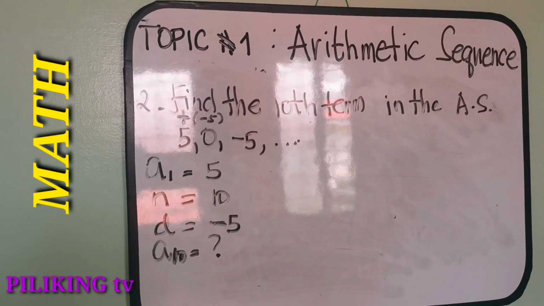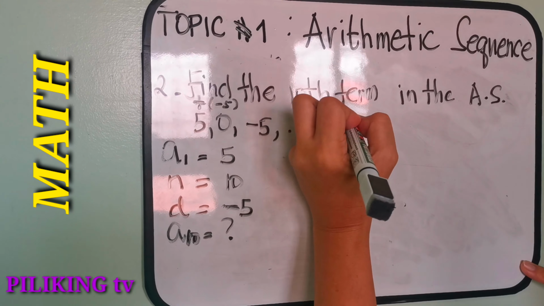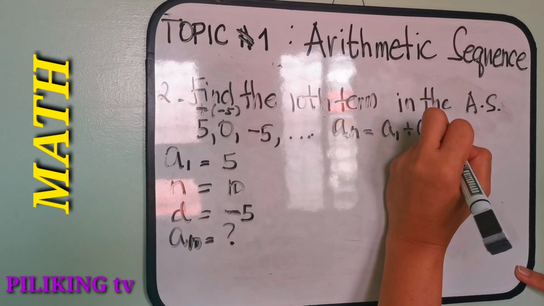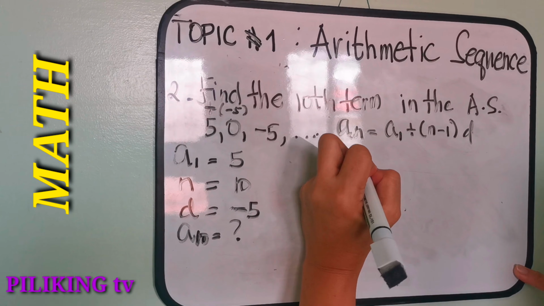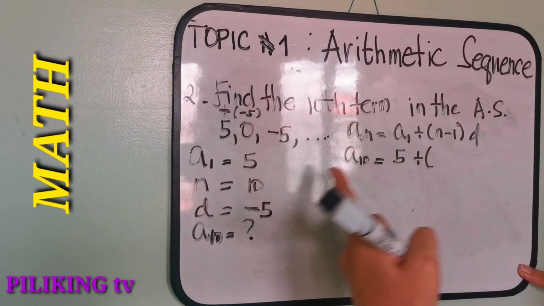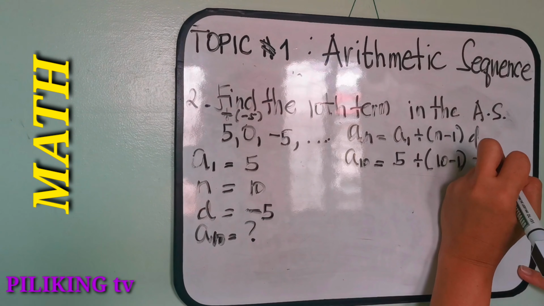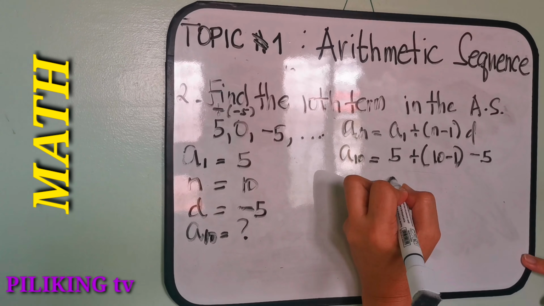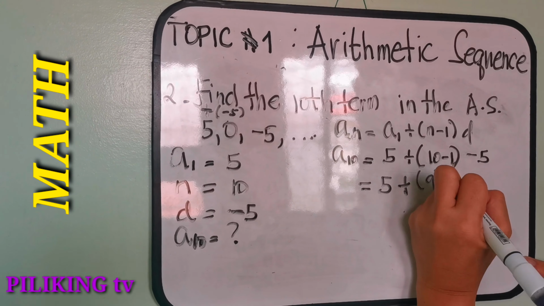So we are looking for the 10th term. Applying the formula again, A sub n is equal to A sub 1, or the first term, plus the quantity of n minus 1 times d. So A sub 10, since we are looking for the 10th term, is equal to the first term, which is 5, plus, how many terms do we have? We have 10 minus 1, then you multiply by the common difference, which is negative 5. Let us simplify. So 5 plus, 10 minus 1 is 9, times negative 5.